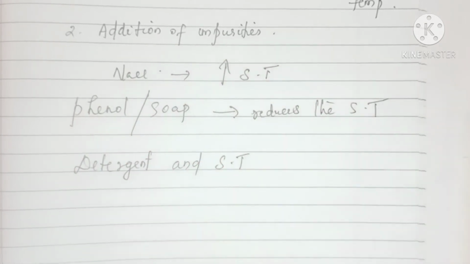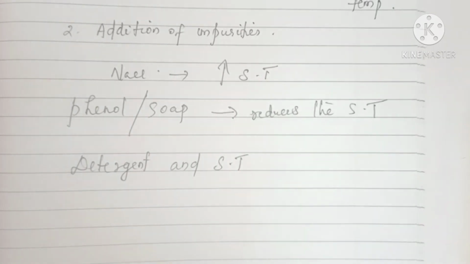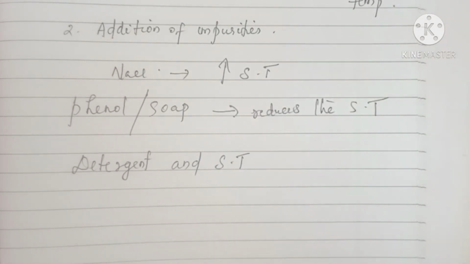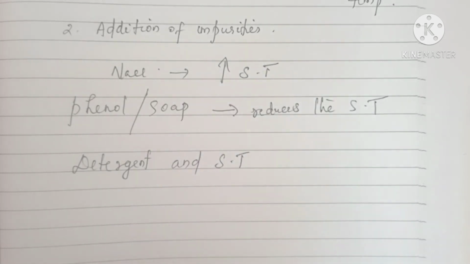Detergent and surface tension. Surface tension has a wide application in our daily life. In addition to washing with simply water, we will use detergents also, isn't it? So many detergents are available now. We use detergents in order to remove the dirt from the clothes. Why do we use detergents? When we are using water, water cannot wet the oil stain and all on your clothes, and it cannot remove the dirt completely simply using water.